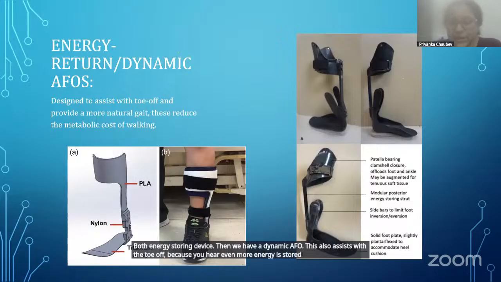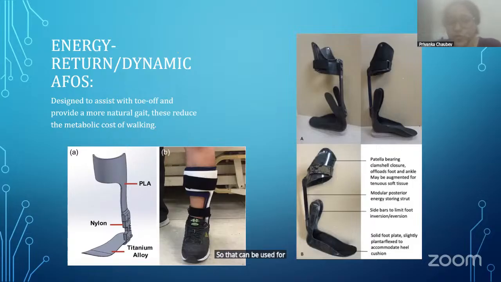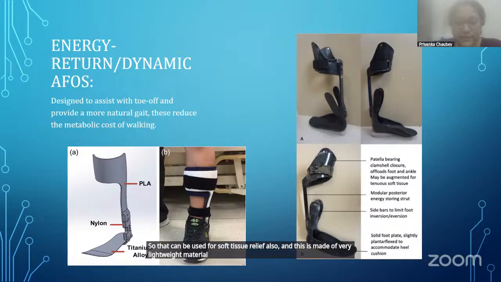There's a clamshell, anterior shell, that also helps to offload the ankle and foot. So that can be used for soft tissue relief also. And this is made of very lightweight material, as well as titanium alloy. So this also assists and gives a more natural gait and reduces the metabolic cost of walking.